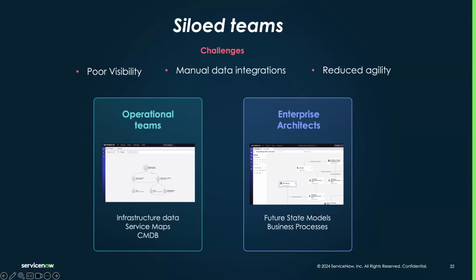The third challenge is around reduced agility. Because they're in these silos and not working together, it slows down the critical decision-making processes for enterprise architects. And by working with sometimes out-of-date data that's coming from surveys or Excel, enterprise architects are often slowed down, leading to reduced agility within the business.